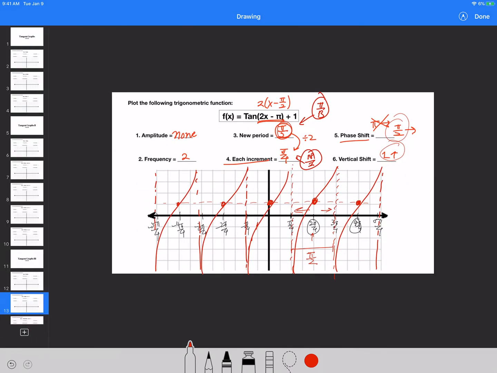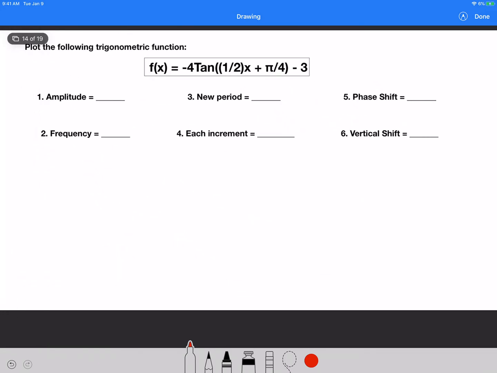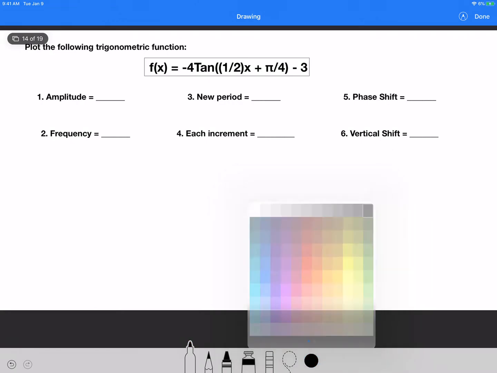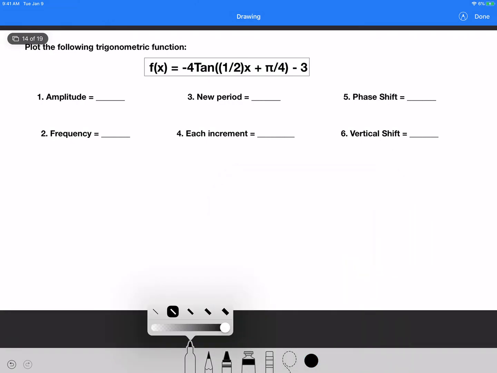Last question for the video. Now this looks a little bit complicated, but this is probably the extent of how bad it's going to get. You can pause the video and try it on your own first, and then we can check your answers, or you can just go on it right away.